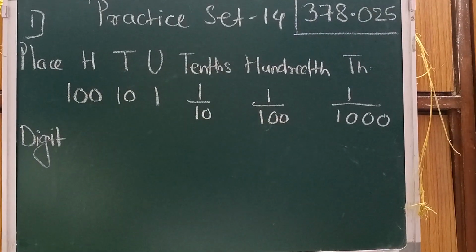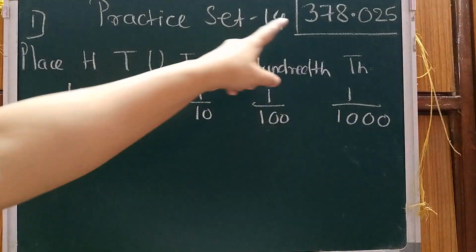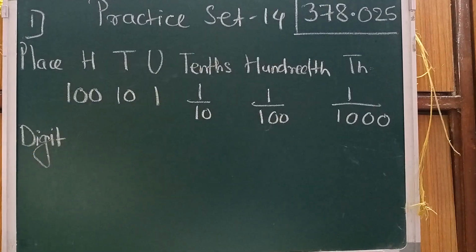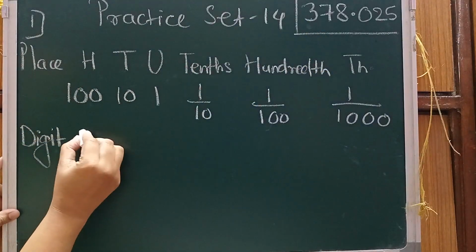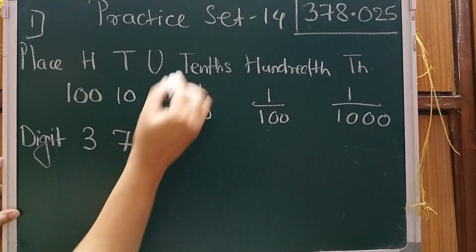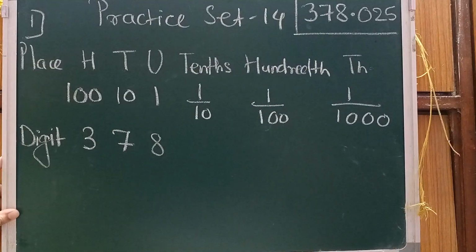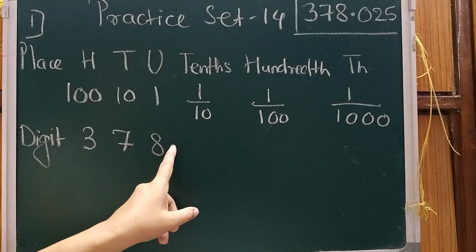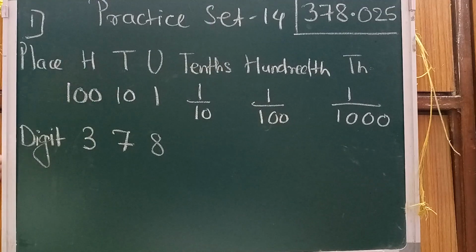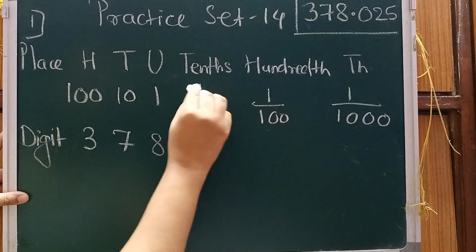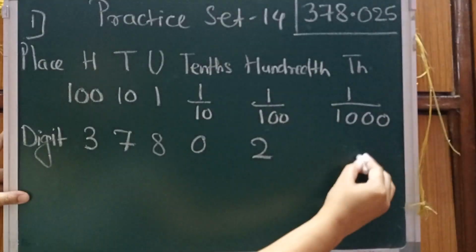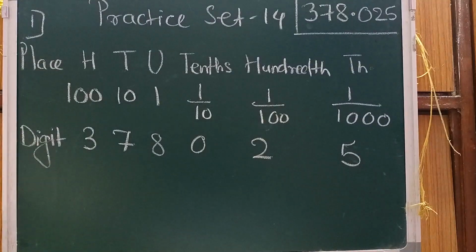This is very easy. Children, now these digits we are going to place first in the proper place. At hundreds place you can see it is 3. At tens place it is 7. At units place it is 8. After the decimal point, at 10th place it is 0. Then at 100th place it is 2. And at 1000th place it is 5.